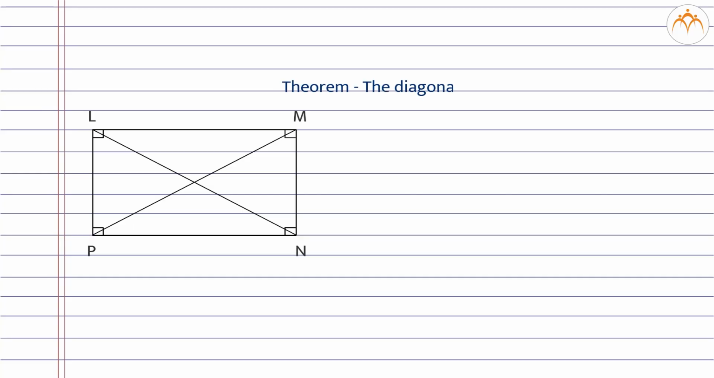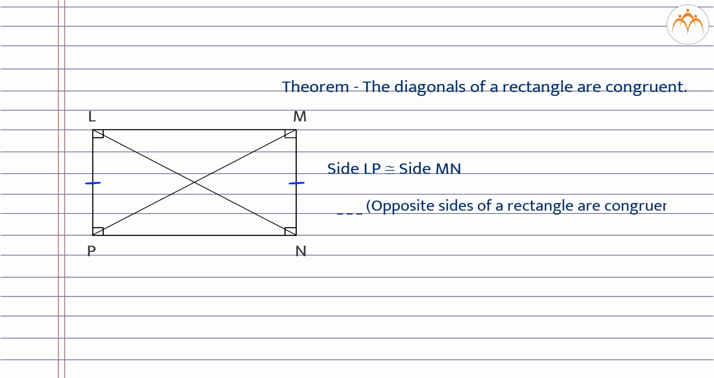Theorem: the diagonals of a rectangle are congruent. Given quadrilateral LNMP is a rectangle. To prove, diagonal LN is congruent to diagonal MP. Proof: in triangle LPN and triangle MPN, side LP is congruent to side MN. Reason: opposite sides of a rectangle are congruent.